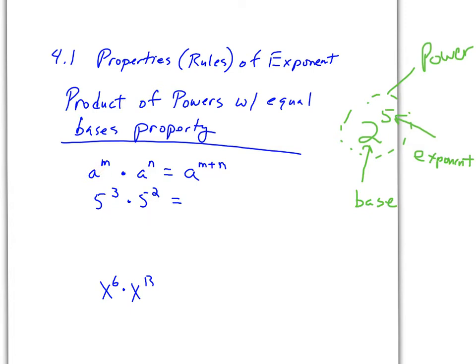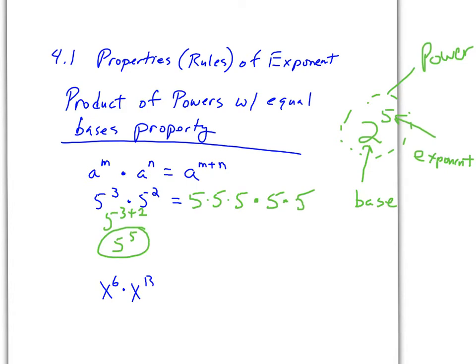an example without variables. So if I'm saying 5 to the 3rd times 5 squared, or 5 cubed times 5 squared, what that means is 5 times 5 times 5, that's what 5 cubed is, and then times 5 times 5. So you'll see that what I have here are 5 5s being multiplied. So when I run into this situation, I don't need to expand it out like that. I can just go ahead and say this equals 5 to the 3 plus 2, or 5 to the 5th.